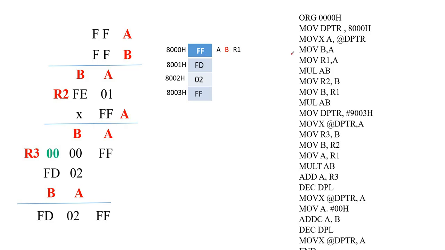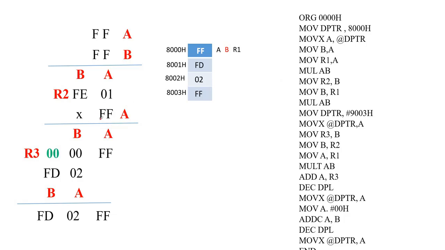Okay, so here what we have done, MOV R2, B. The contents of B are moved into R2. So now we have saved the contents of B into register R2. We can now load B with FF. Okay, so what we'll do here, MOV B, R1. So R1 is having FF. Okay, so we will copy the contents of R1 to B. Now B will be having FF.